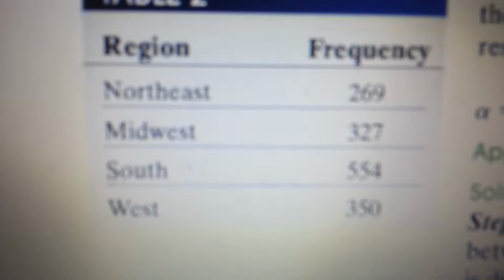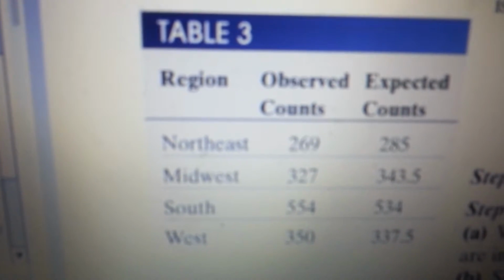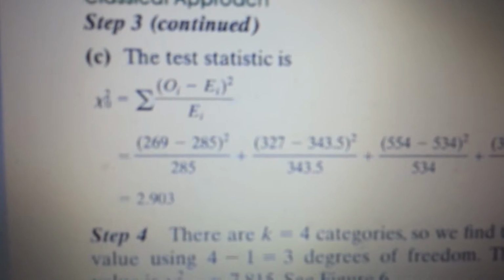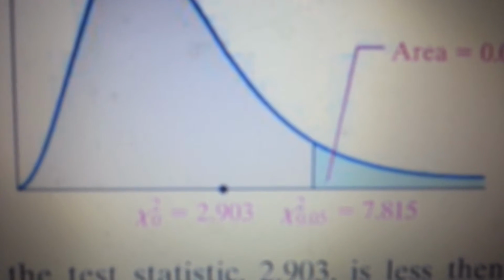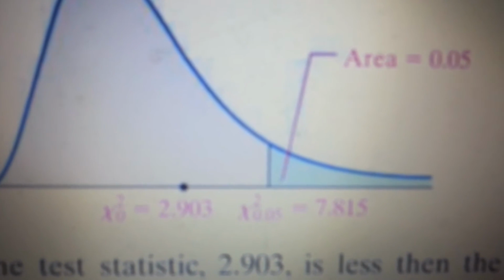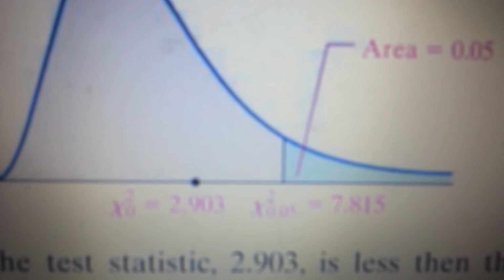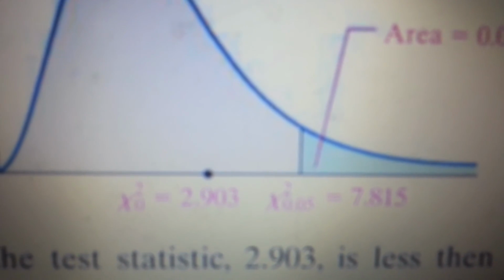For example, if this was the null hypothesis, and then we have the observed counts and the expected counts, we're going to test for the statistic as such. And we're going to find out that the level of significance of this problem was 5% or 0.05. And since the test statistic that we found was 2.903, and the critical value for the level of significance is 7.815, and the value 2.903 does not fall to the right of 7.815, we're not going to reject the hypothesis.